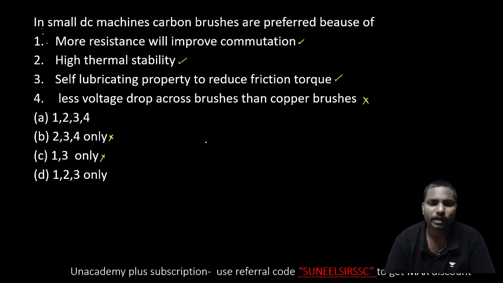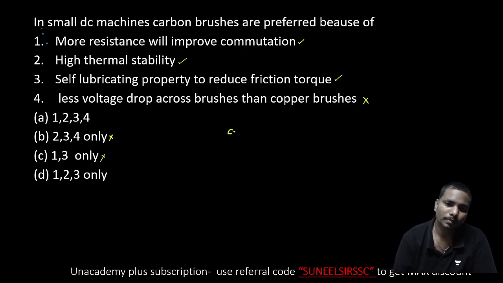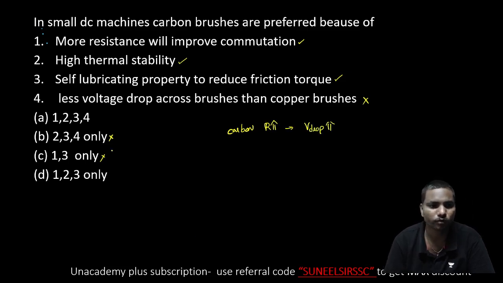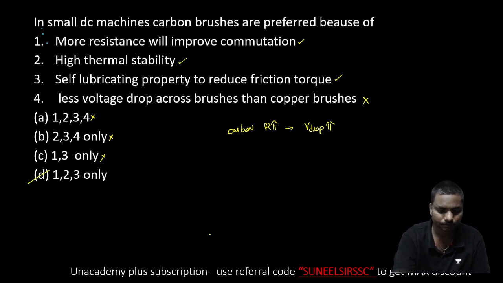Okay, so why? Because here carbon has high resistance. Already here we have discussed resistance is high. So as resistance is high, the voltage drop is also higher than the copper brushes. So 4 is wrong. Wherever there is a 4, that is wrong. So we can give the answer as 1, 2, 3 only. Coming to the next question, guys.